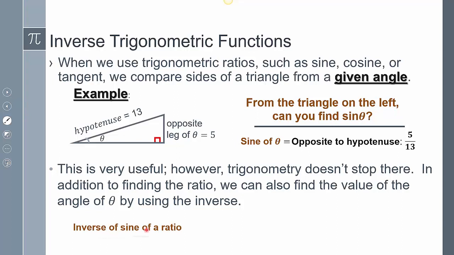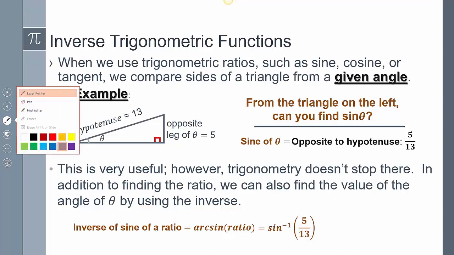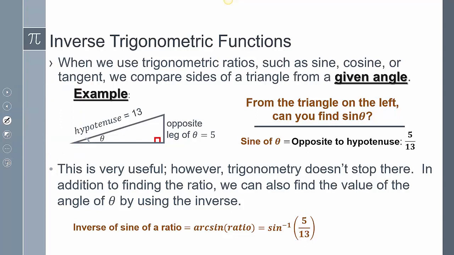So that means that the inverse of a sine of a ratio, we can say that's arcsine, is the same as sine inverse of 5/13. So it's the inverse of that ratio. And now there's a few things that students typically get confused about, and I'm going to make sure I go over those so that we don't get confused here.